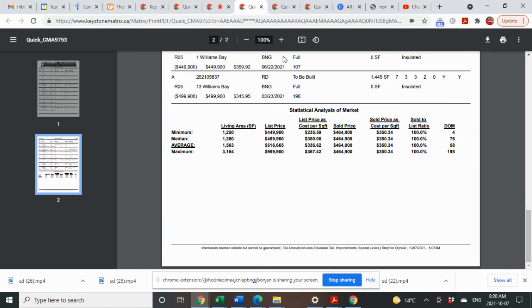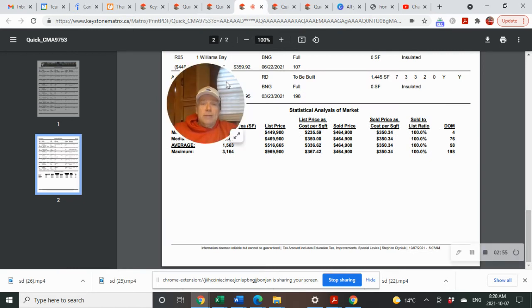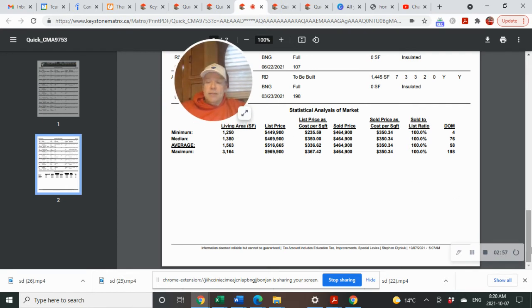Now, the next town is Lorette, Manitoba. Let's take a peek at what's going on in Lorette for the month of September. 17 residential detached homes on the market. Of the 17, 12 are new builds. There's currently 3 pending sales, 1 sold, leaving 13 homes active. The one that sold, right at asking price.